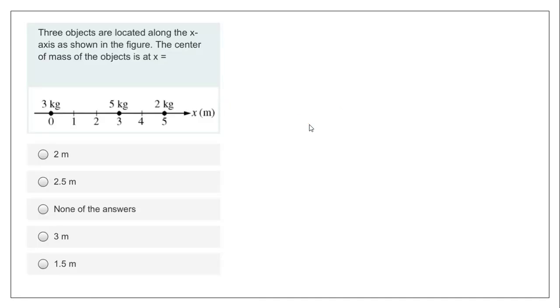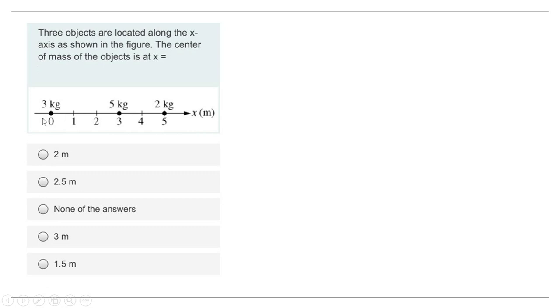Okay, alright, here's the next problem. Here's a multiple choice question that I found. It says here there are 3 objects located along the x-axis. Find the center of mass, located at x equal to what. So here, they have 3 masses. The 3 kilogram is placed at 0. The 5 kilogram is placed at 3. And then the 2 kilogram is placed at 5 meters.